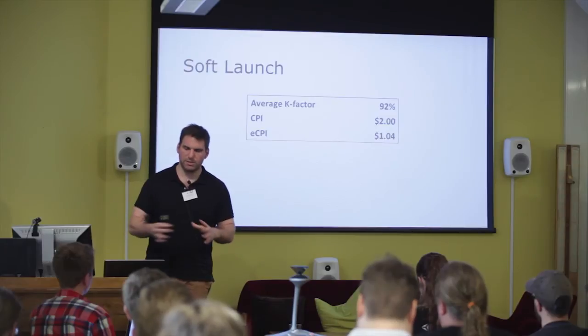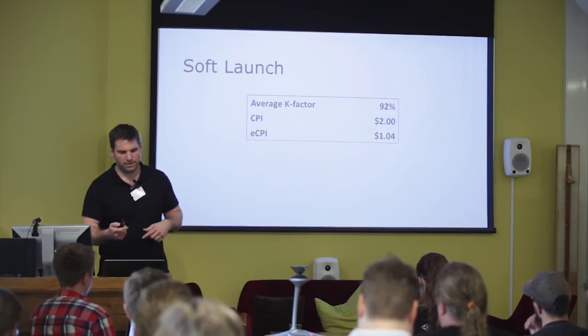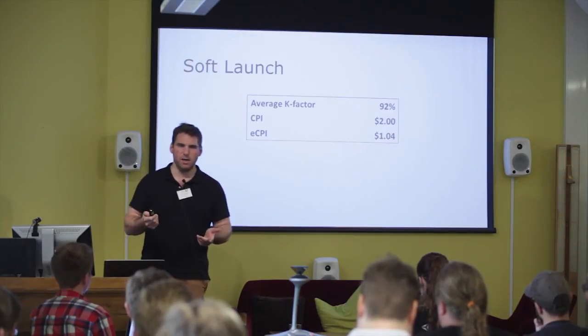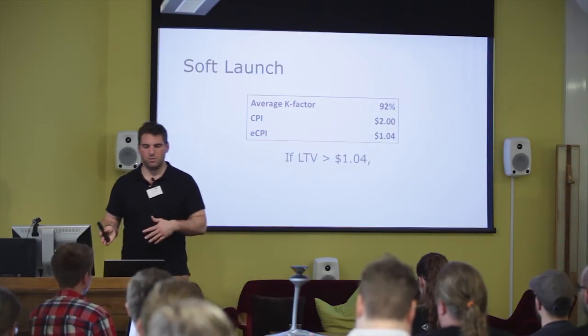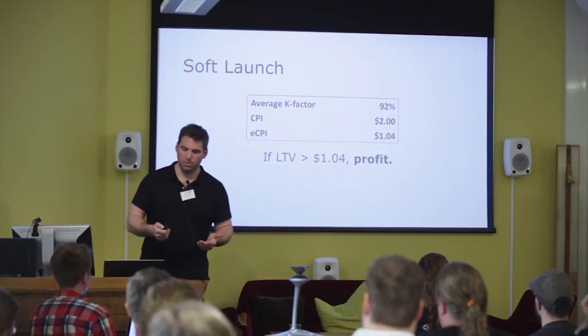So putting all those metrics together for the soft launch, the K factor, the CPI, we came up with an effective CPI of $1.04, right? So we knew that if the LTV in the US would be more than $1.04, it'd be profitable, right?